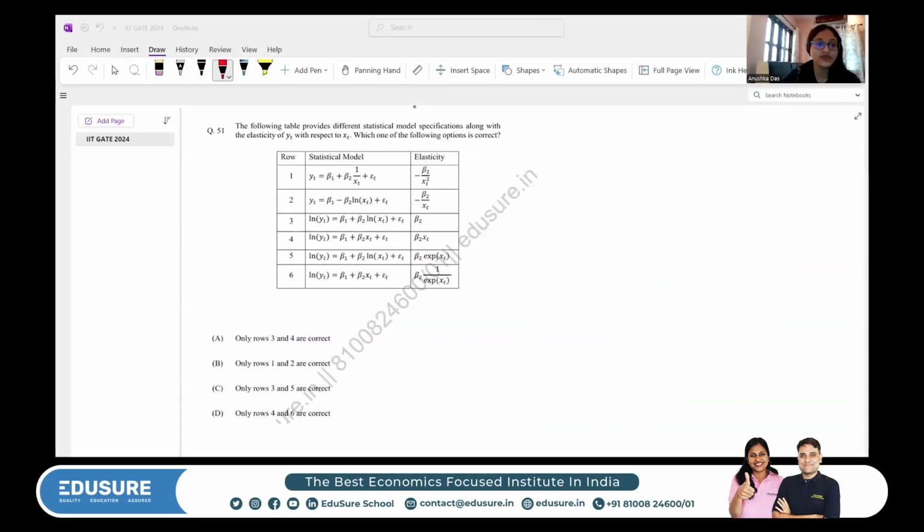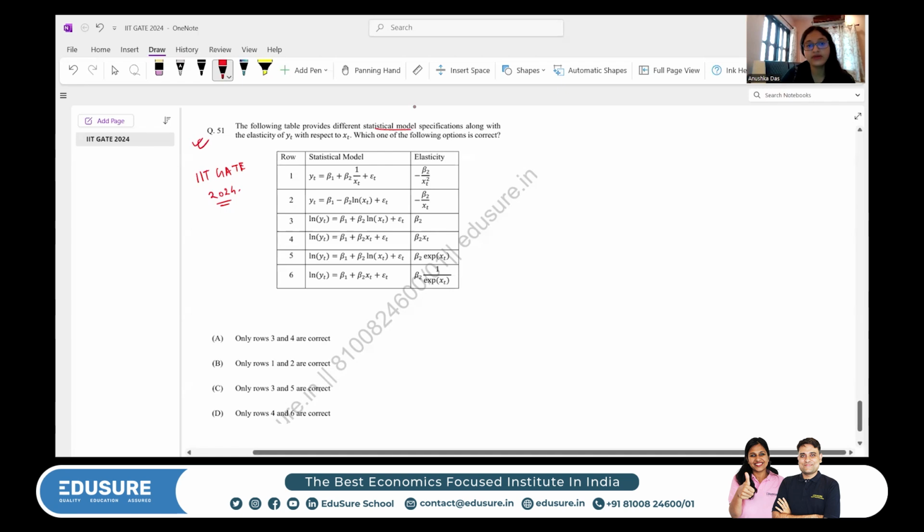Hi everyone. So this is question number 51 from IIT GATE 2024. It says the following table provides different statistical model specifications along with the elasticity of YT with respect to XT. So here you have different statistical models given to you, and here you have the corresponding elasticities of them. So you have to find out which of the following options are correct.